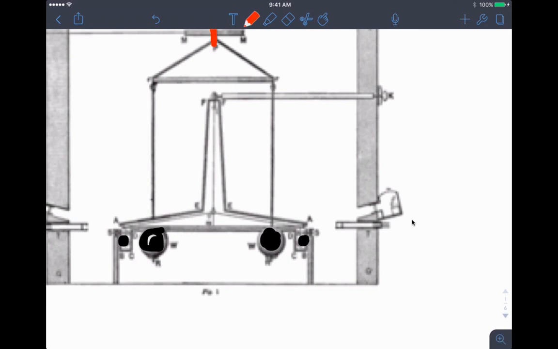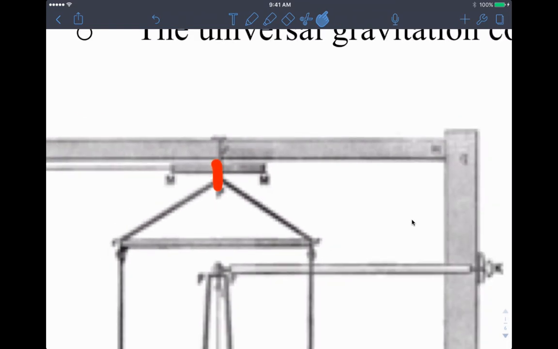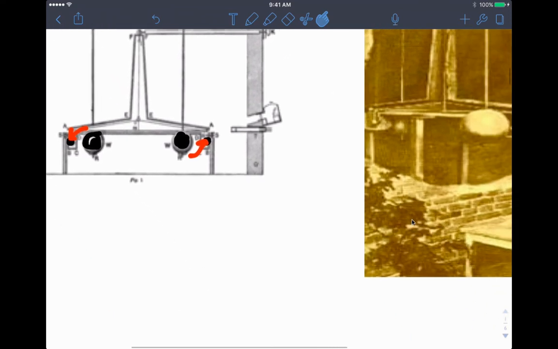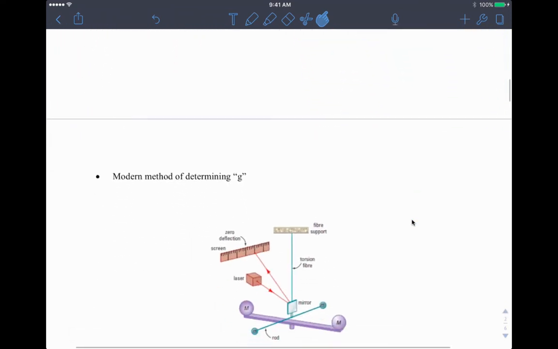So what would happen is, this mass might be attracted this way, and this one might be attracted that way, and so the whole apparatus would spin just a little bit. Cavendish figured out that he could measure the torque, or the twisting force, up here in the cable, and that twisting force would be directly proportional to the force of gravity attracting the masses down below. By doing lots and lots of very careful measurements, because remember, gravity is super weak, he was able to determine big G.